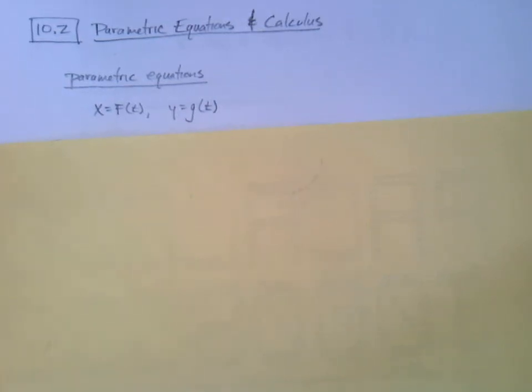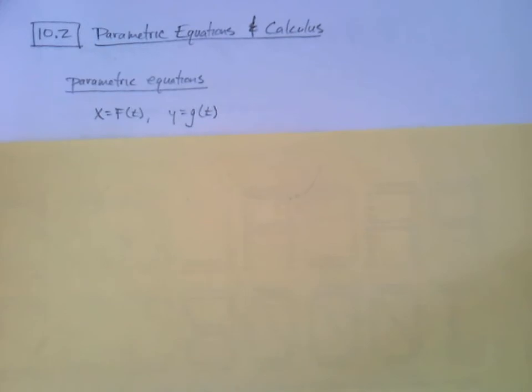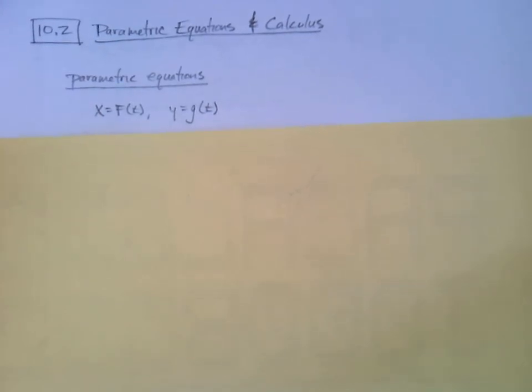In 10.2, we learned the calculus of parametric equations. So we're going to learn how to take derivatives, first derivatives and second derivatives. We're going to learn integrals, finding the area inside of a parametric curve. And finally, we're going to learn about arc length will be the very last thing. Okay, so let's get into it.